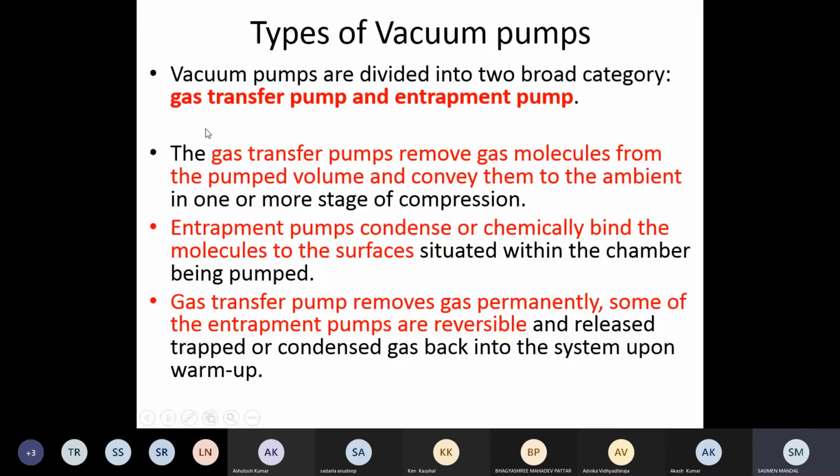But the gas transfer pump we should use first. When I put the source as well as the substrate in the chamber, close the chamber, and all the vents are closed, then the first job is to turn on the gas transfer pump.